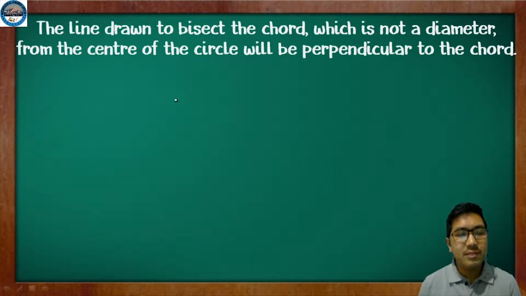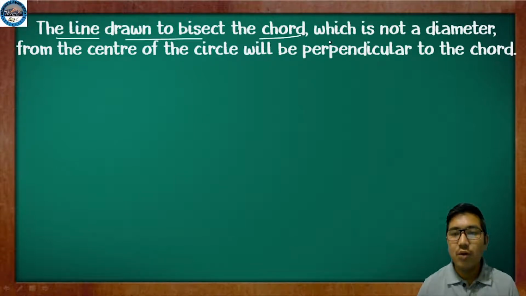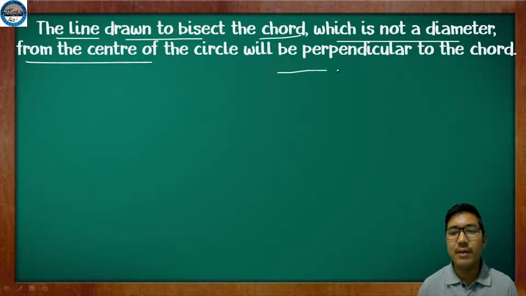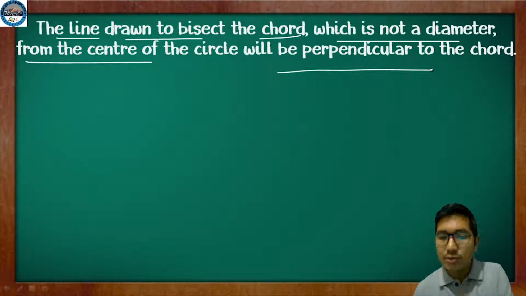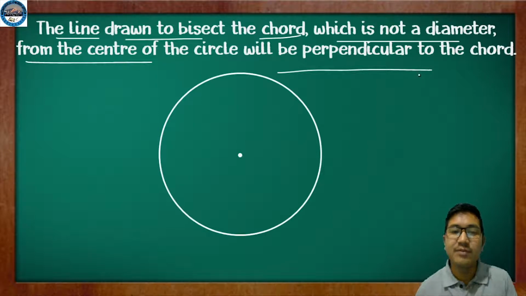So let's first see the statement of the theorem. The statement of this theorem says that the line drawn to bisect the chord, which is not a diameter, from the center of the circle will be perpendicular to the chord. So let us understand the statement of the theorem.